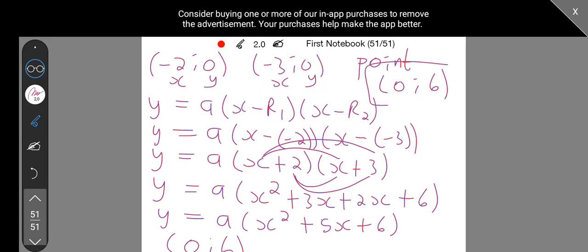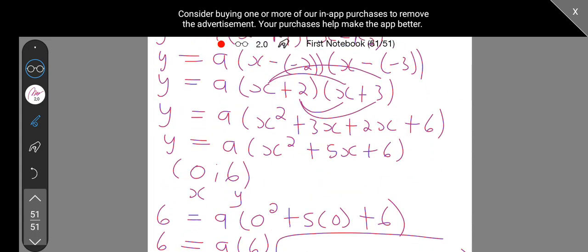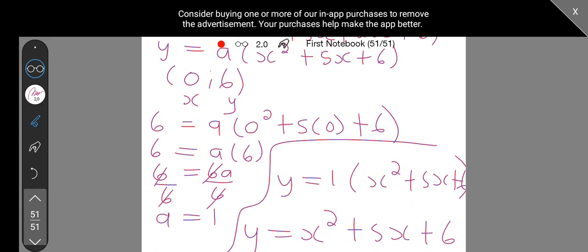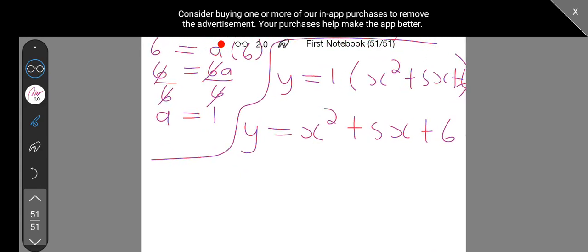And we are given another point. After coming to this step, we're going to substitute this point that we never used to get the value of a. Then after calculating the value of a, we return it back into this equation to find the final equation. And at the end, we have a defining equation which determines the quadratic equation.